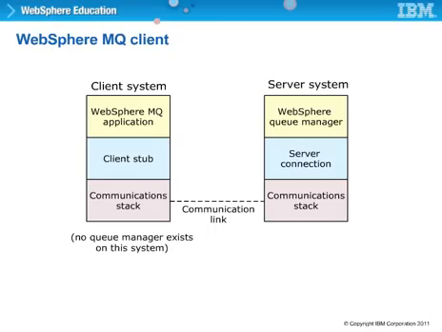A WebSphere MQ client is the component that allows an application running on a system without a queue manager to issue MQI calls to a queue manager running on another system. The client stub receives the parameters of an MQI call from the client application and sends them over a communications connection to the server connection. The server connection is on the same system as the queue manager. The server connection then issues the MQI call to the queue manager on behalf of the application. After the queue manager has processed the MQI call, the server connection sends the output parameters of the call back to the client stub, which then passes them to the application.